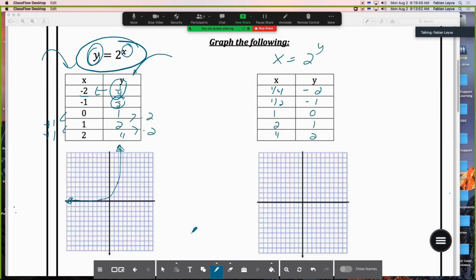And now I can go ahead and graph these and see what I get out. Now I notice I have 1/4 and -2, roughly right about there. 1/2 and -1.